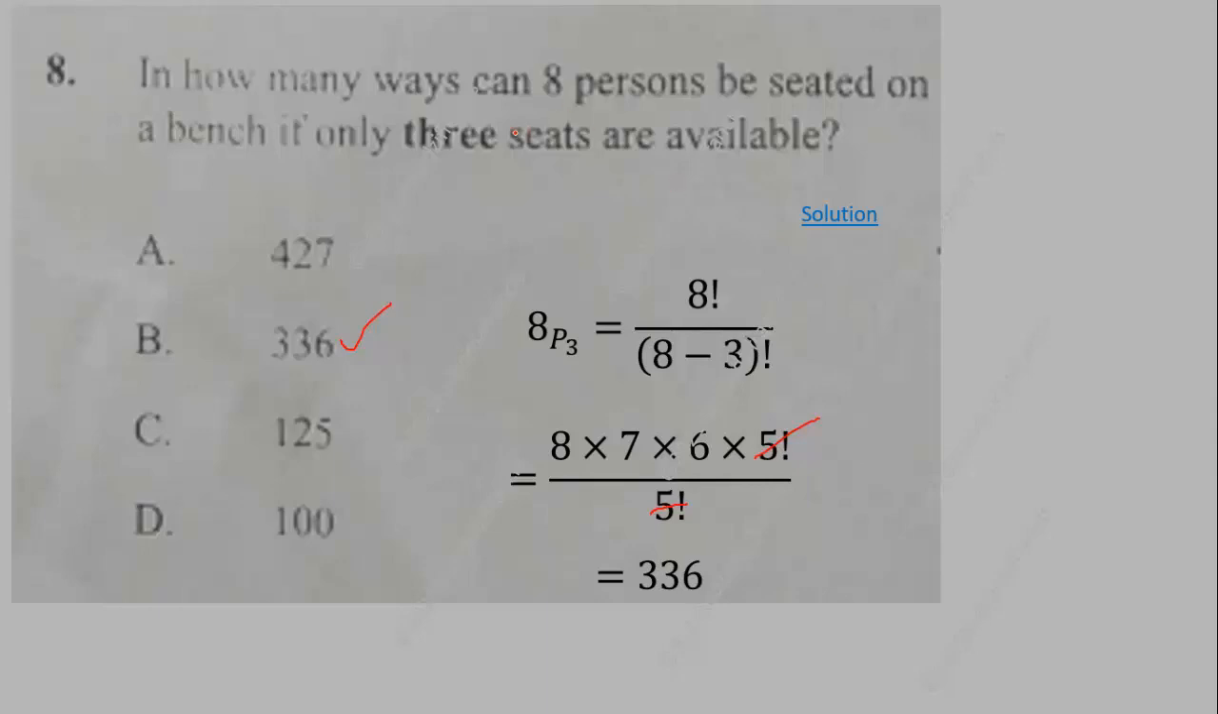So 3 seats are available on the bench. So that's why we are using permutation. It's going to be different positions.